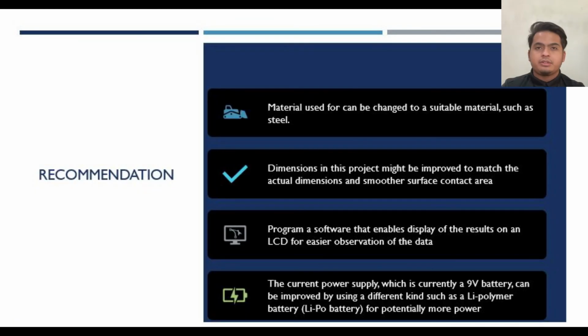For recommendations, the material used can be improved by changing to a more suitable material such as steel because it has higher durability. We can also use a better spring for better spring compression. Next, the dimensions in this project might be improved to match the actual dimensions, with a smoother surface contact area between the tire and the track. Moreover, we can also program software that can display the results on an LCD for easier observation of the data.